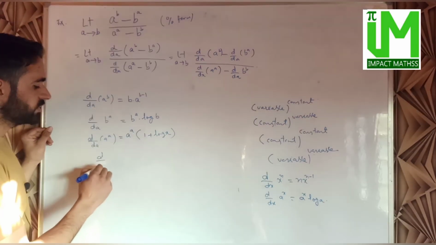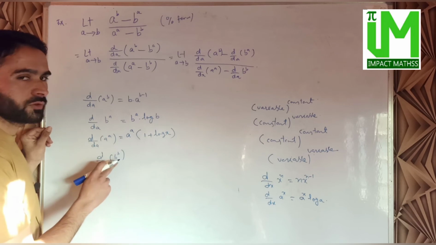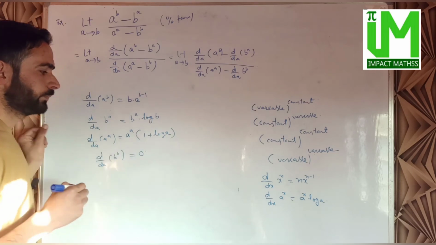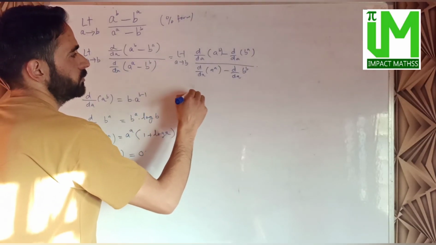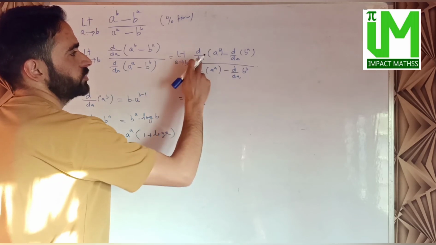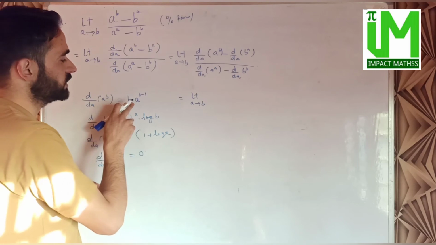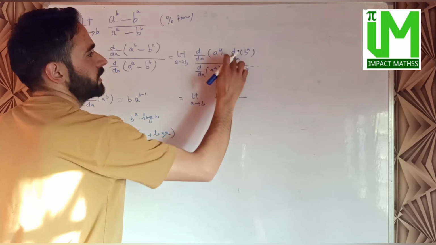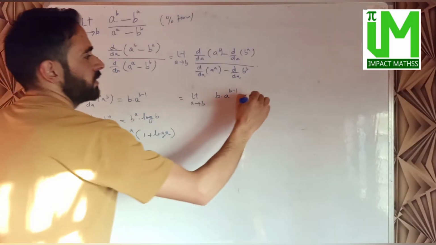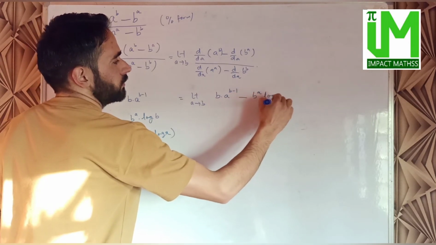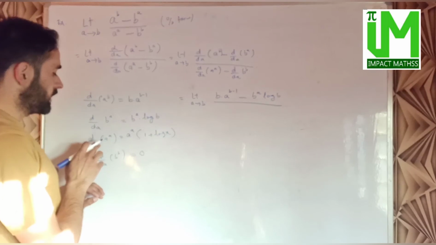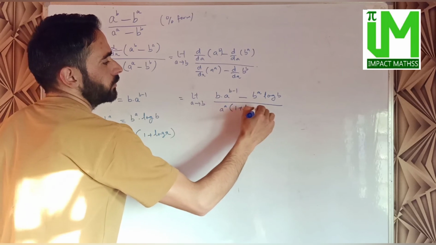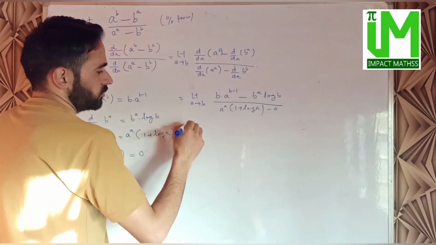Now lastly, d by da of b to the power b: since b is constant raised to a constant power, it will again be a constant, so its differentiation will be 0. Replacing all these values here, we obtain limit a approaches b of d by da of a to the power b, which is b times a to the power b minus 1, minus d by da of b to the power a, which is b raised to power a into log of b, divided by d by da of a to the power a, which is a raised to power a into 1 plus log of a, minus 0.